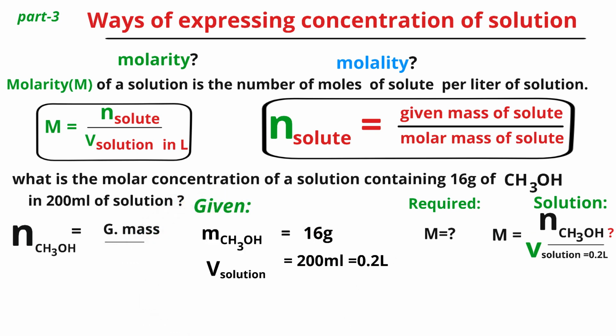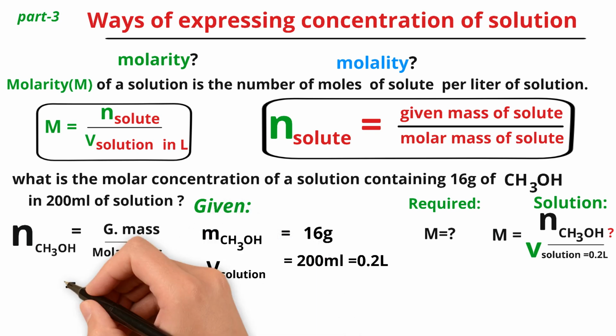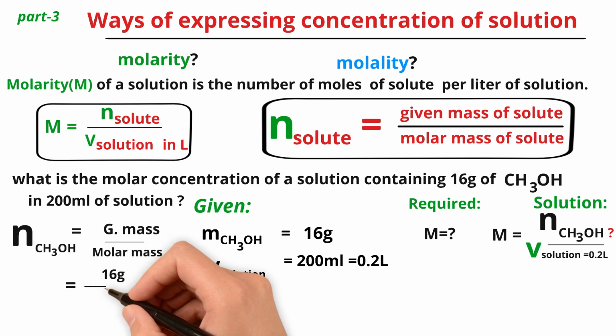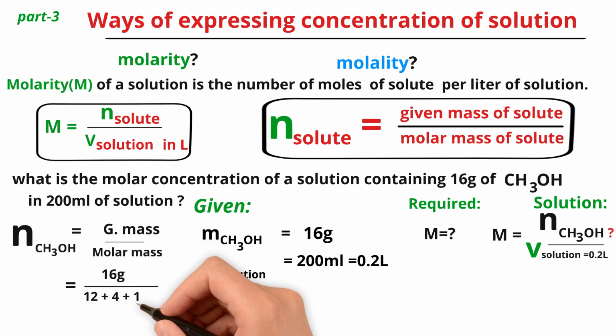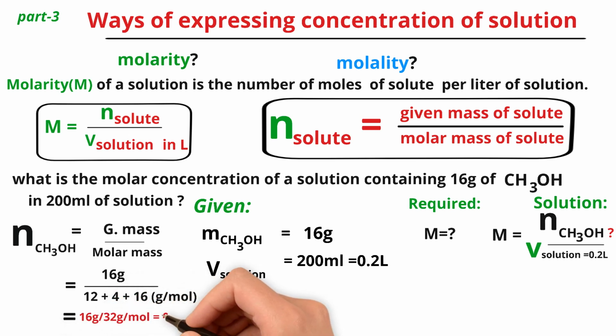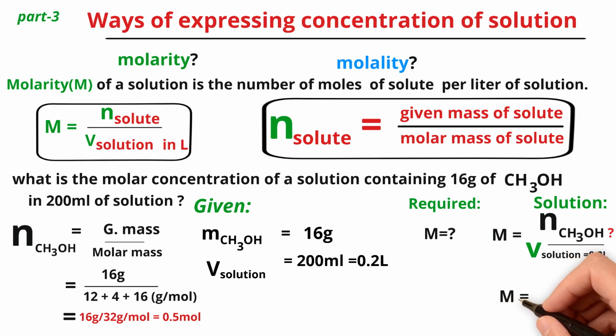Now we know the value of given mass, which is equal to 16 grams, over 12 for carbon, 4 for hydrogen, plus 16 for oxygen. And finally, 16 gram upon 32 gram per mole, which is equal to 0.5 mole. Now, molarity is equal to 0.5 mole per 0.2 liter. Finally, molarity is equal to 2.5 mole per liter, which is equal to 2.5 molarity.